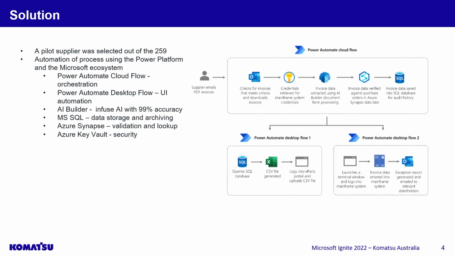Each invoice is then sent to a custom-trained AI Builder model to extract information from the invoices. The invoice information is then validated and matched against the purchase order details using an Azure Synapse data lake. And the Cloud flow would then trigger 2 desktop flows. The first desktop flow is used to generate the CSV file and upload it to our AS400 mainframe system using UI automation. The second desktop flow will provide the processing of the invoice in our AS400 mainframe system using terminal emulation.